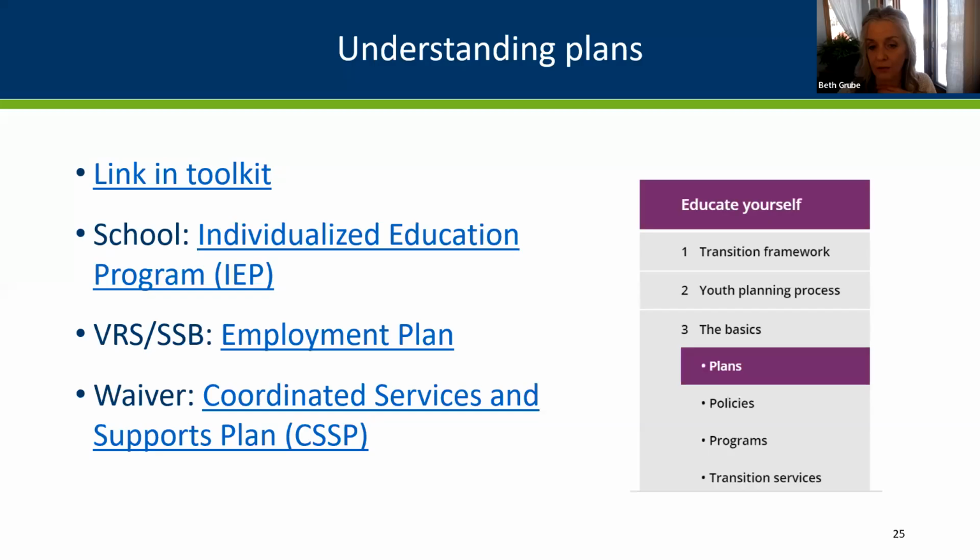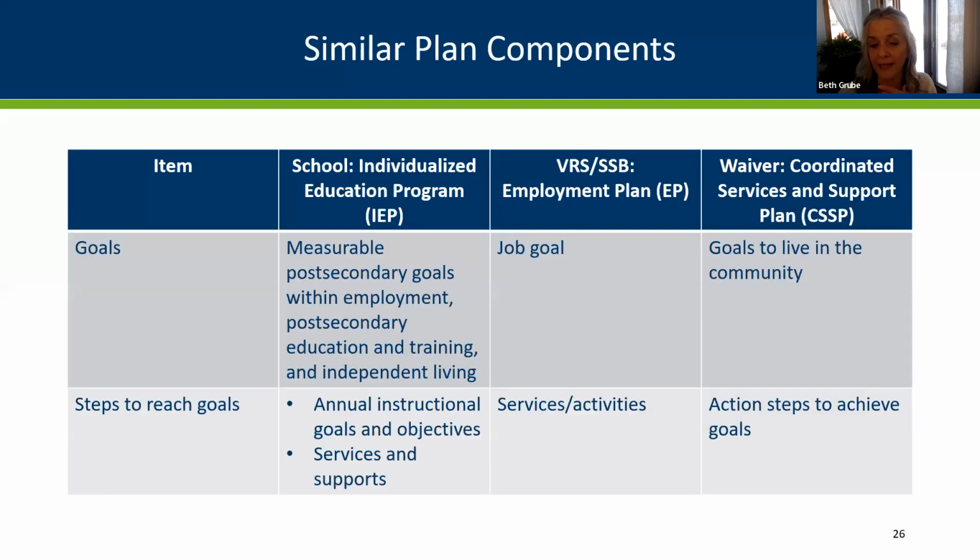So we'll go back to the PowerPoint. And just keep in mind the Coordinated Services and Supports Plan, we call it CSP, CSSP under the waiver. Community Support Plan is a common term. So it's a summary that's going to describe the person's choice of supports and services. So that one might be a little new to you. So just want to make sure you know that the waiver also has a plan.